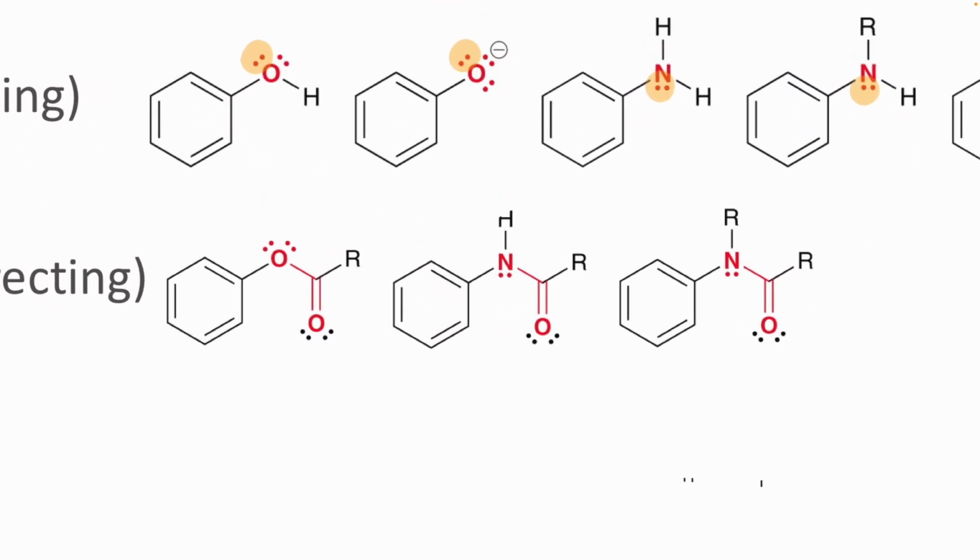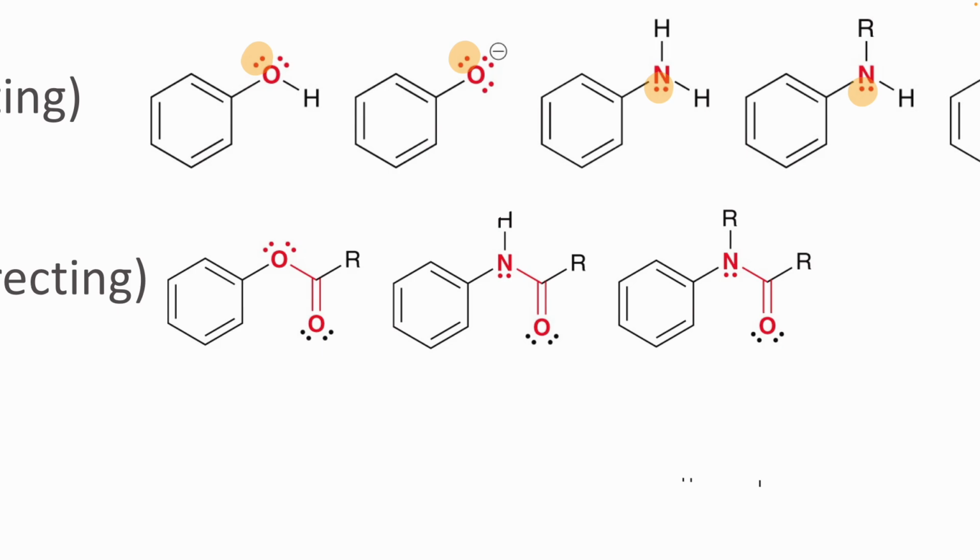Now, we want to play the spot the difference game: the similarities, but also the differences between our strong and our moderate directors here. First of all, they all still have that same common feature of that lone pair located directly next to the ring. The big difference is what's on the other side of that heteroatom in each of these cases.